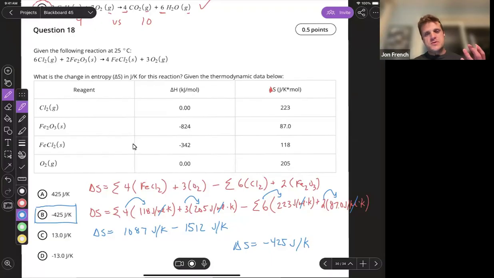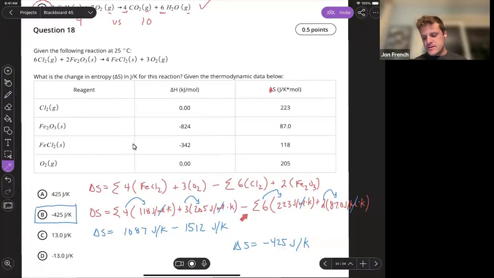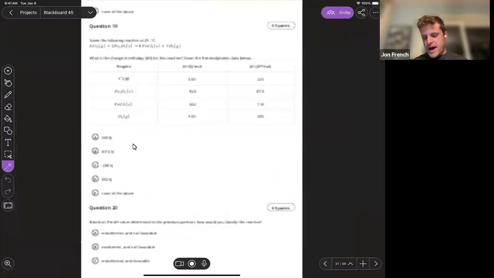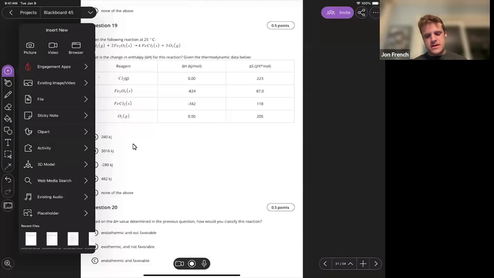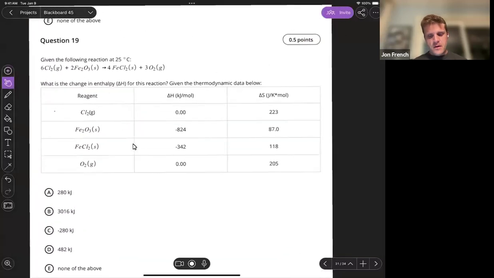So definitely be prepared to do a summation calculation. I was working on one of these with a student on Friday, and they literally just forgot to subtract, right? So just make sure you're doing the easy stuff. Multiply by the molar coefficients, subtract when you're supposed to, add when you're supposed to, and especially pay attention to the sign because you might have to be subtracting a negative, for example.